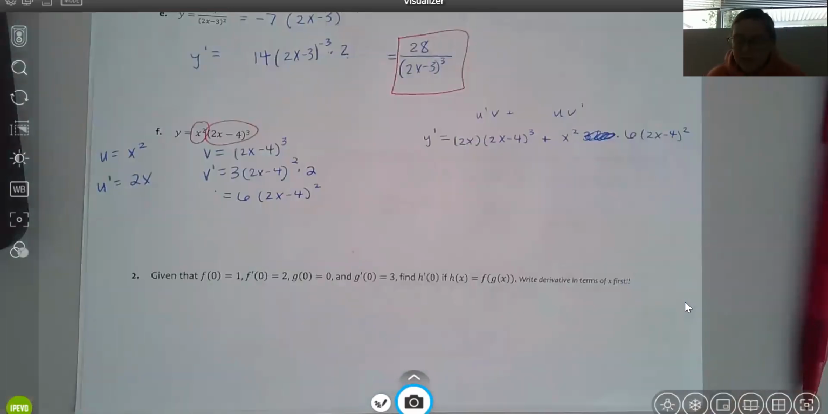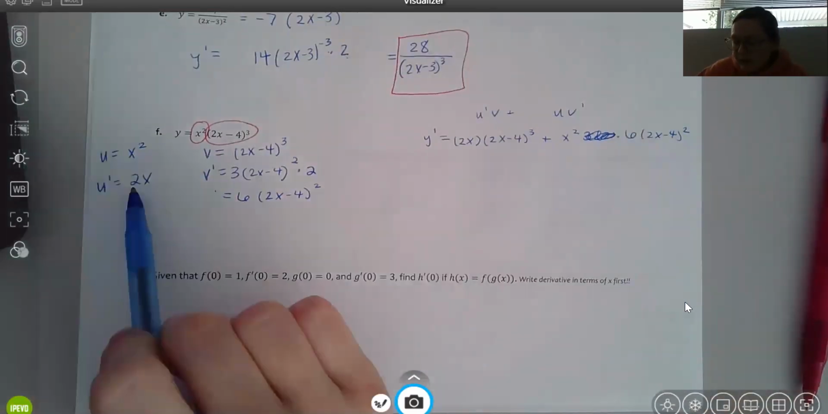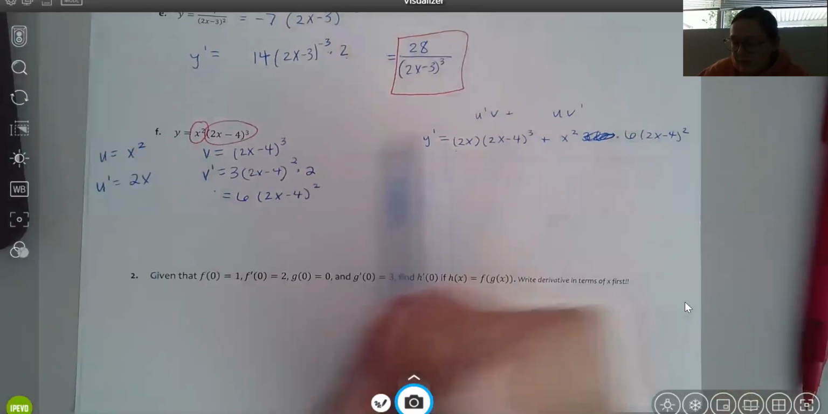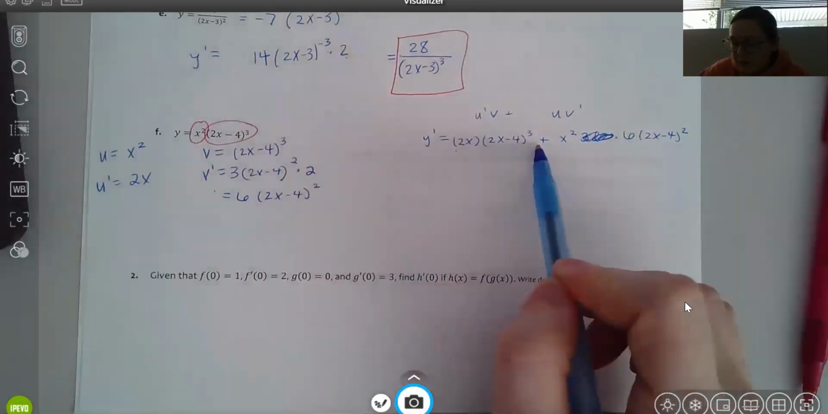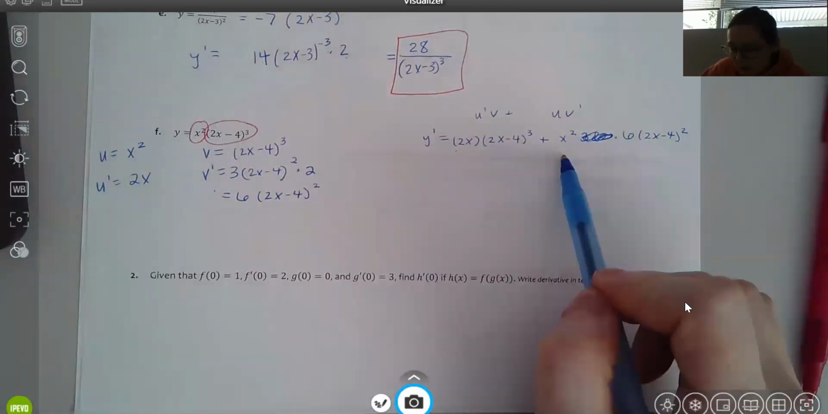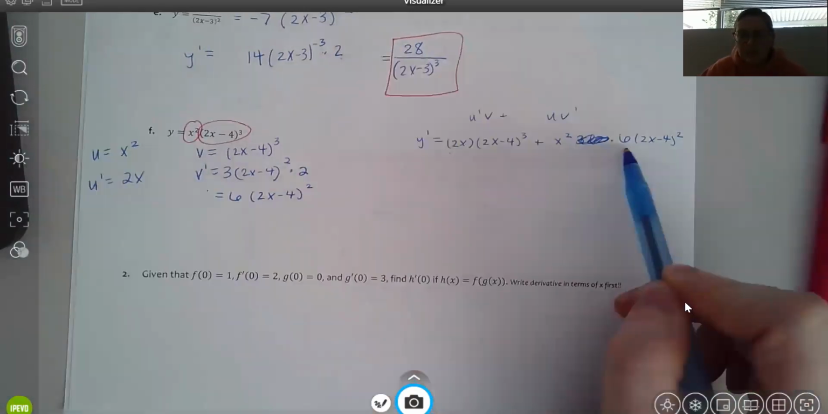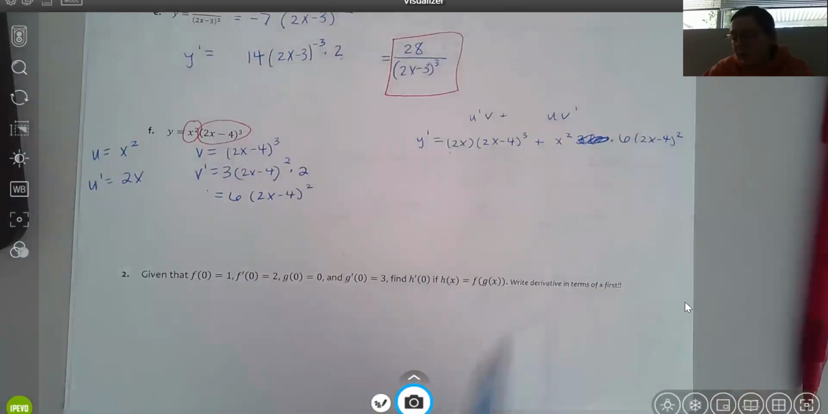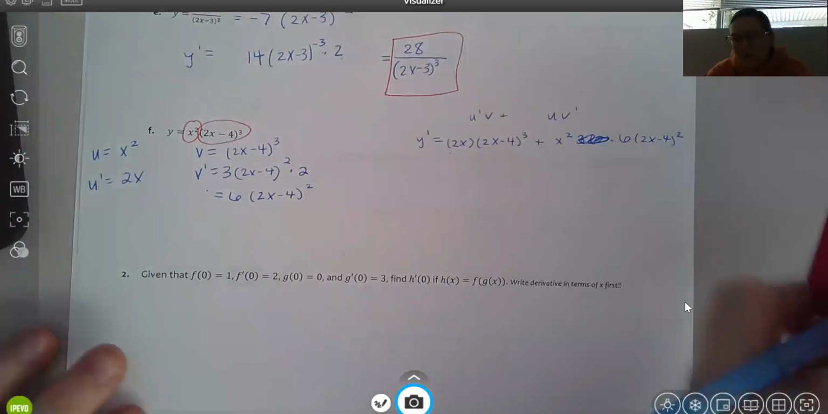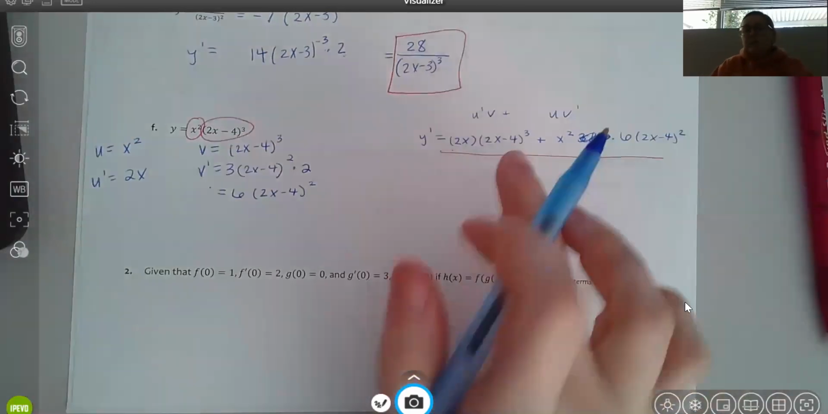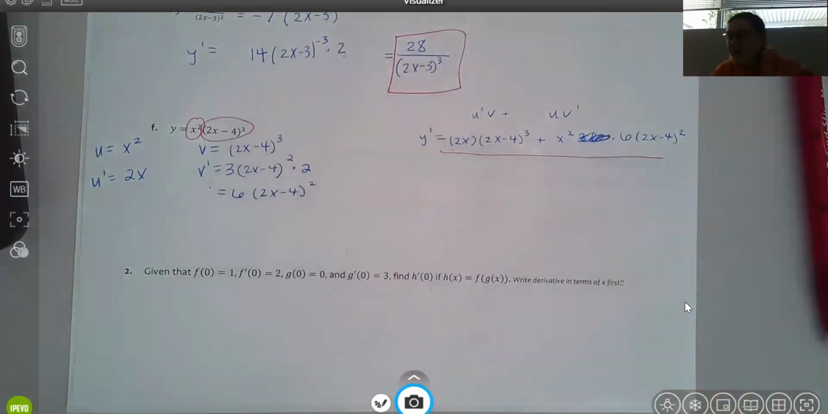So just literally substituting in, u prime was 2x times v, which was the 2x minus 4 cubed, plus u, which is x squared, times v prime, which we rewrote as 6 times 2x minus 4 squared. Now this is your derivative, but if we're talking about multiple choice, we want to clean this up, and it is possible to clean this up by factoring.